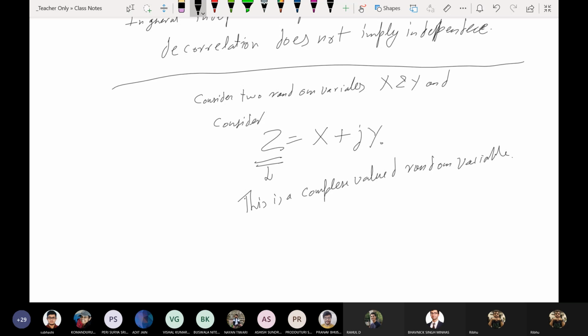So how do we deal with this? Because for complex numbers, inequalities are not defined, right? So we'll have to deal with this in two ways.